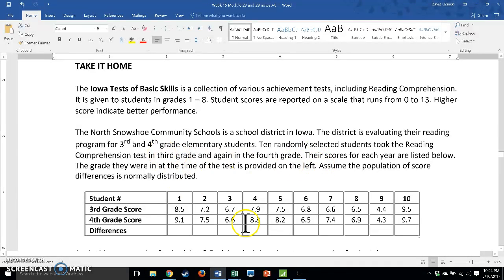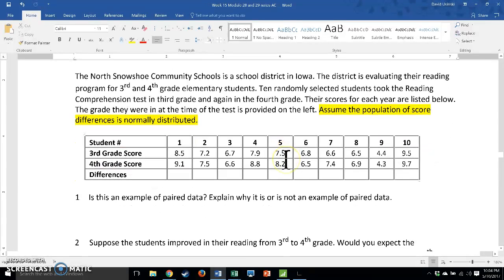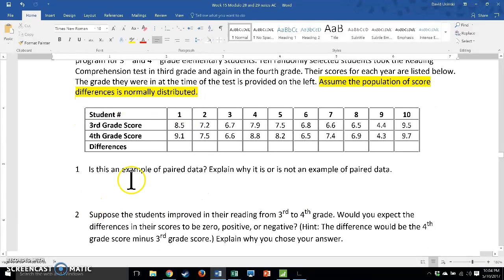One of the key features here is that we only have 10 students selected. So our sample size is 10, which is technically not large enough to meet the T-score criteria. But because we can assume that the differences are normally distributed, we can continue with this example. So first of all, is this an example of paired data?